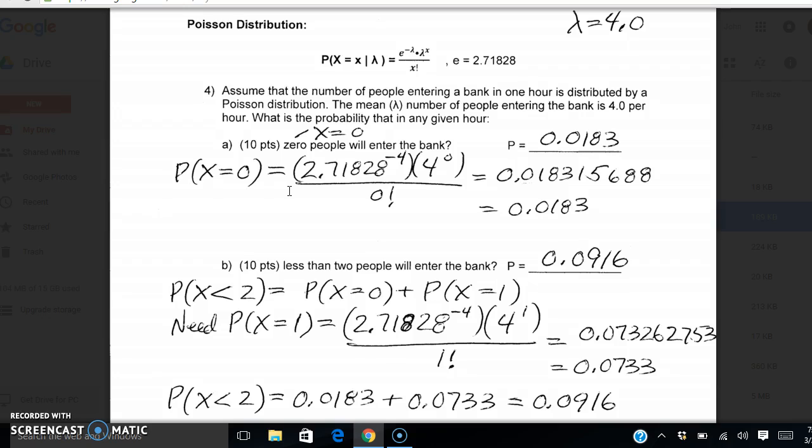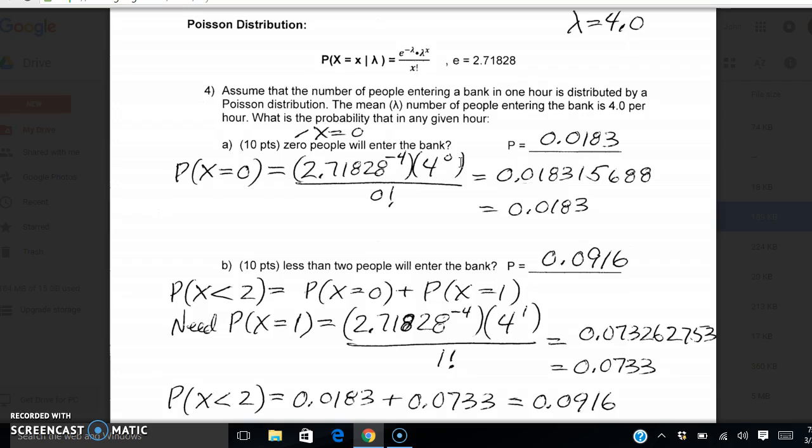We're going to plug these values into the equation. The e is 2.71828 to the minus lambda as the exponent, which is minus 4. And that's what we see right here in the first part of the equation. We're going to multiply that times lambda to the exponent x. Lambda is 4, and the exponent x is 0, and any number to the exponent 0 is always 1. So this value just becomes 1.